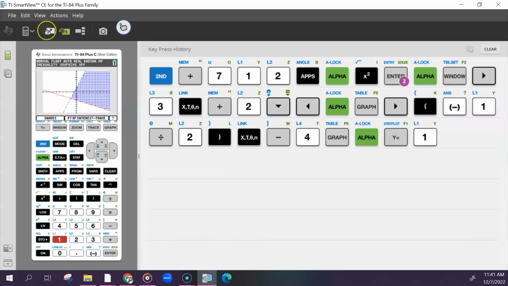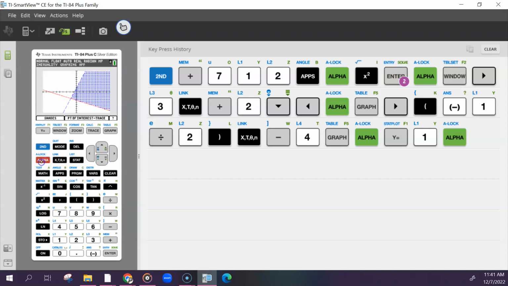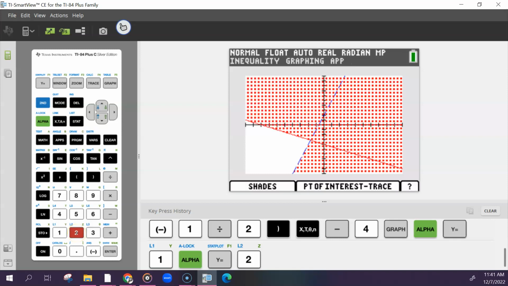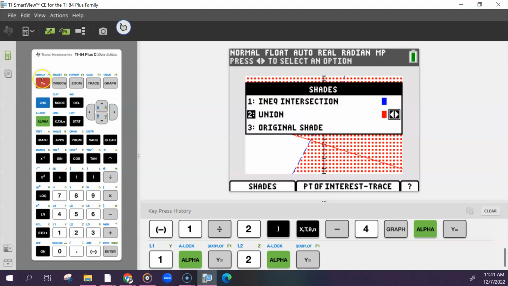The other one, so if I go back into shades, alpha, y equals, the union won't help you at all because it does this. You don't want that. That doesn't really help you see where they overlap. You just see a bunch of everything. So don't use two. One or three is fine.